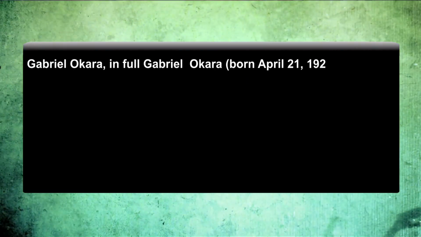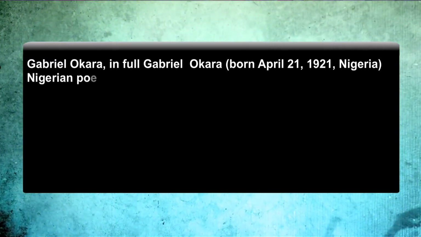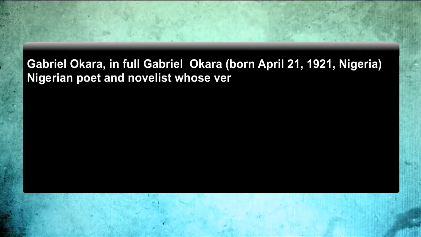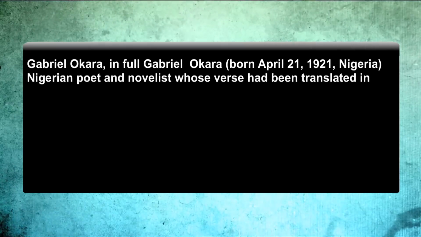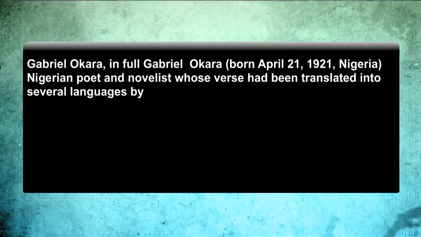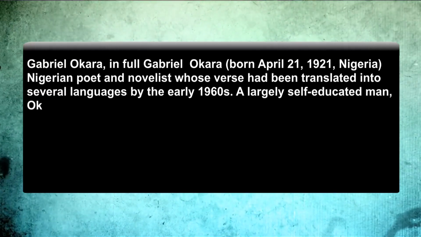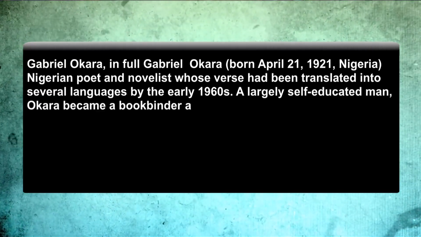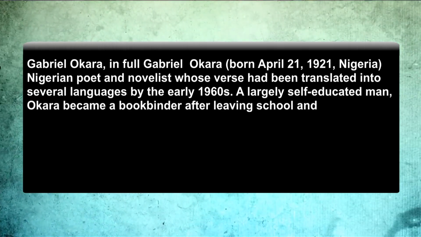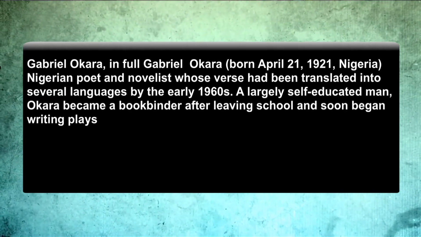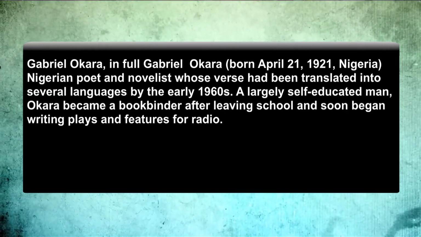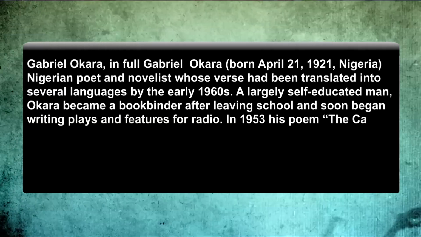Learners, Once Upon a Time is a poem composed by Gabriel Okara. Gabriel Okara was born on 21st April 1921, in Nigeria. He was a Nigerian poet and novelist whose verse had been translated into several languages by the early 1960s. A largely self-educated man, Okara became a book binder after leaving school and soon began writing plays and features for radio.